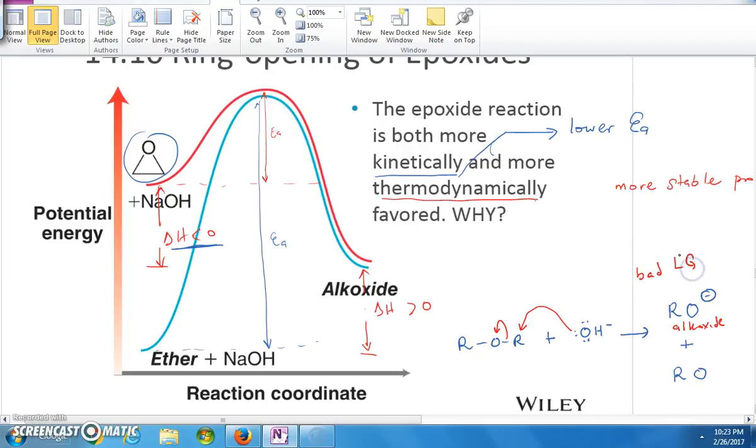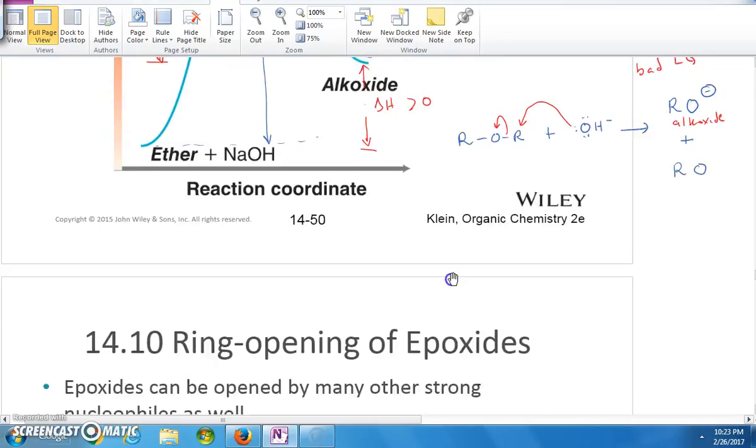See, the only way you can get it to open up is if you are dealing with an epoxide, and the reason why the epoxide reaction is more kinetically and thermodynamically favored is because, of course, it proceeds through a smaller activation energy, as well as it produces a more stable product. As you can see, the reaction is exothermic in this case.